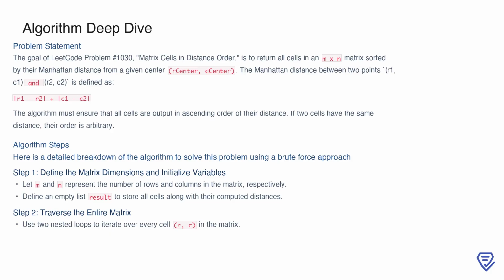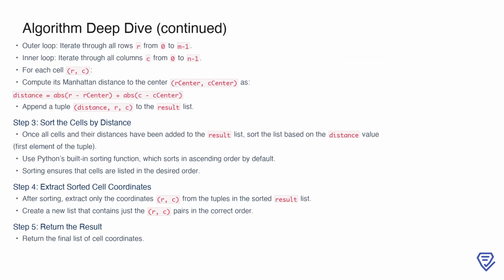To solve this, we can use a brute force approach, starting by defining the matrix dimensions and initializing an empty list to store cells along with their computed distances. We'll then traverse the entire matrix to gather this data, which sets the stage for organizing it in the required order. We begin by iterating through all the rows and columns of the matrix using nested loops. For each cell at position (R, C), we compute its Manhattan distance to the given center point, (R center, C center), using the formula distance equals abs(R - R center) plus abs(C - C center).